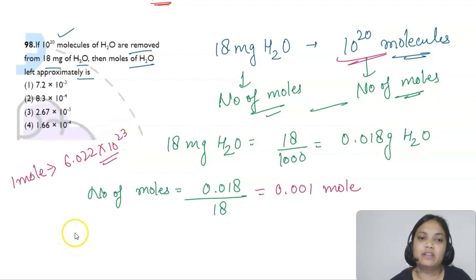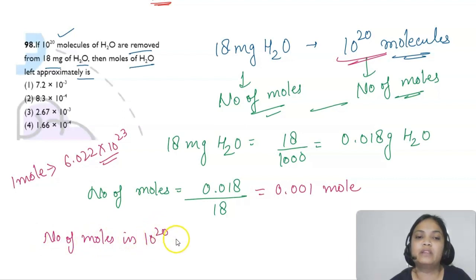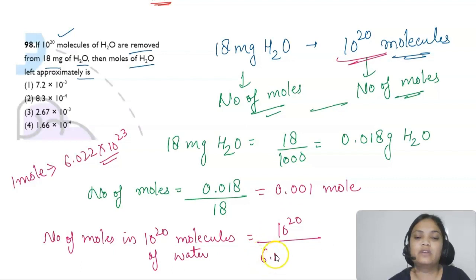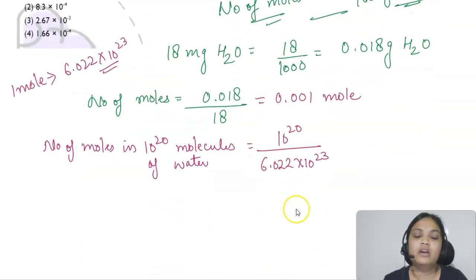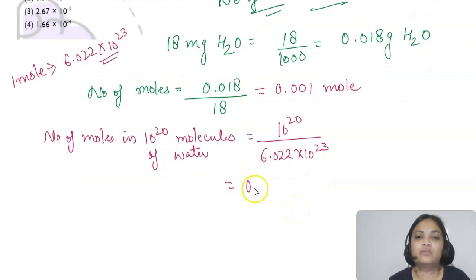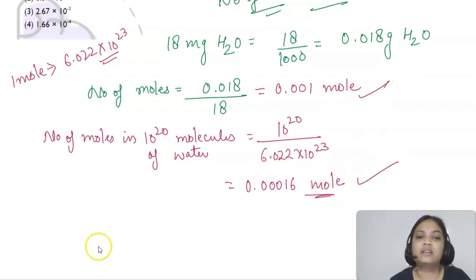So if I want to find out the number of moles in 10 to the power 20 molecules of water, then what would it be, class? It is going to be 10 to the power 20, and हम इसको divide करेंगे with the Avogadro's number, 10 to the power 23. So इसको solve करना है, it will come out to be 0.00016 mole. So when you solve it, now you have got the number of moles.